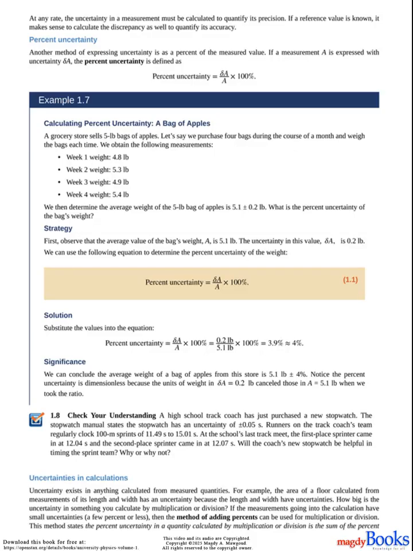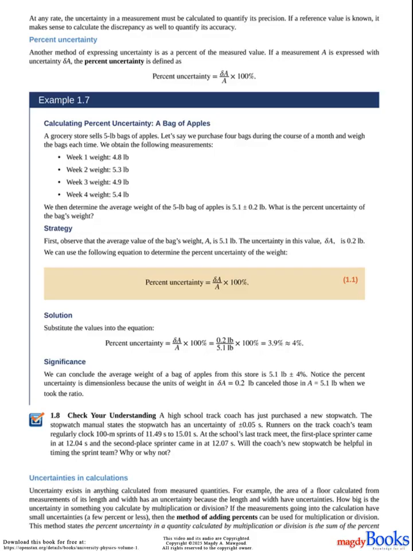What is the percent uncertainty of the bag's weight? Strategy. First, observe that the average value of the bag's weight, A, is 5.1 pound. The uncertainty in this value, delta A, is 0.2 pound. We can use the following equation to determine the percent uncertainty of the weight. Percent uncertainty equals delta A over A multiplied by 100%.